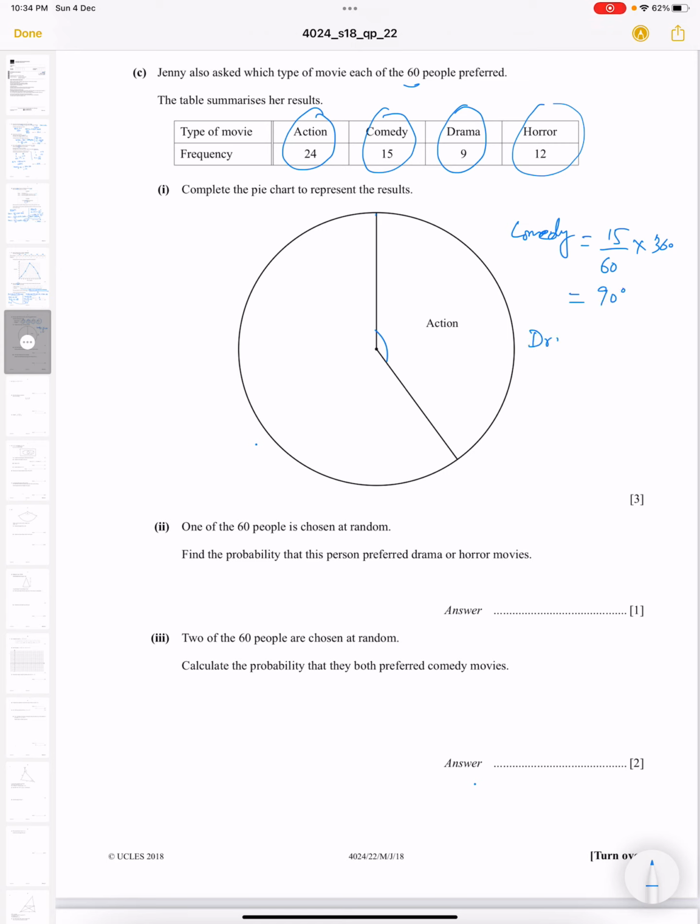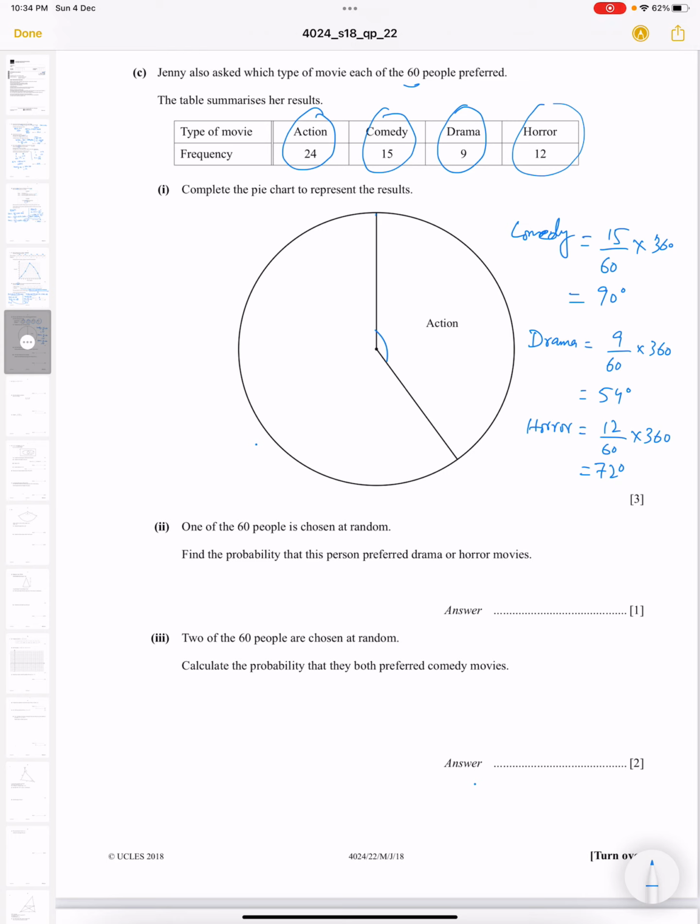Similarly, drama will be 9 by 60 times 360. That angle will be 54 degrees. Then horror will be 12 by 60 times 360, and that will be 72 degrees. So let's construct these angles.